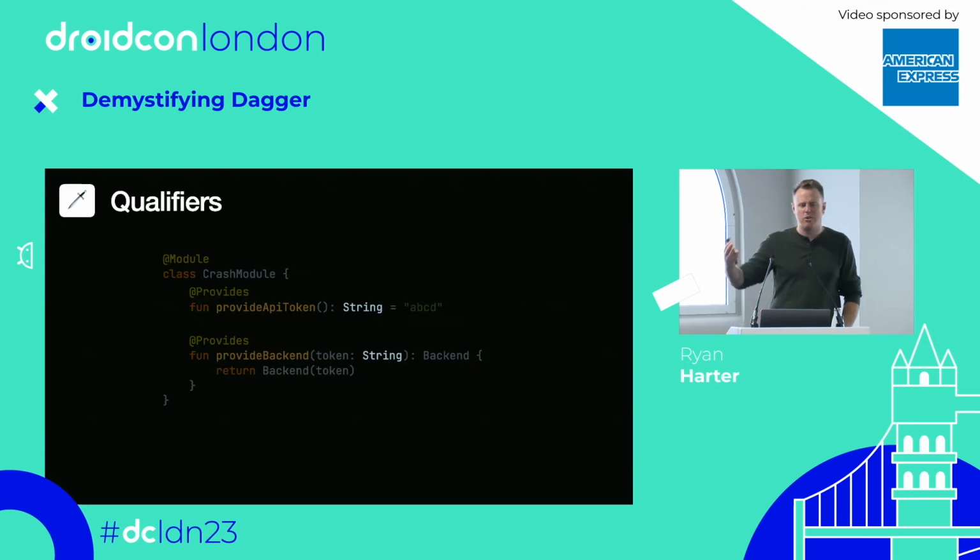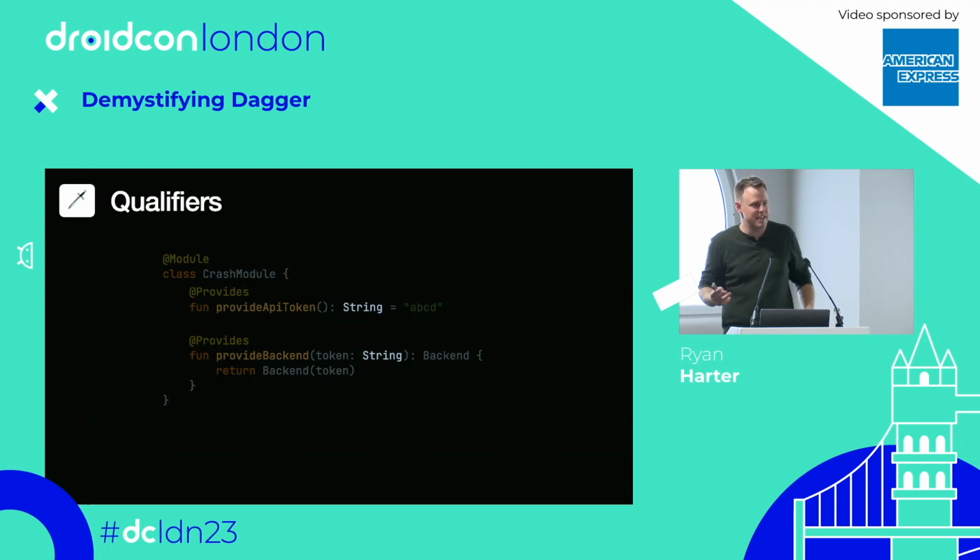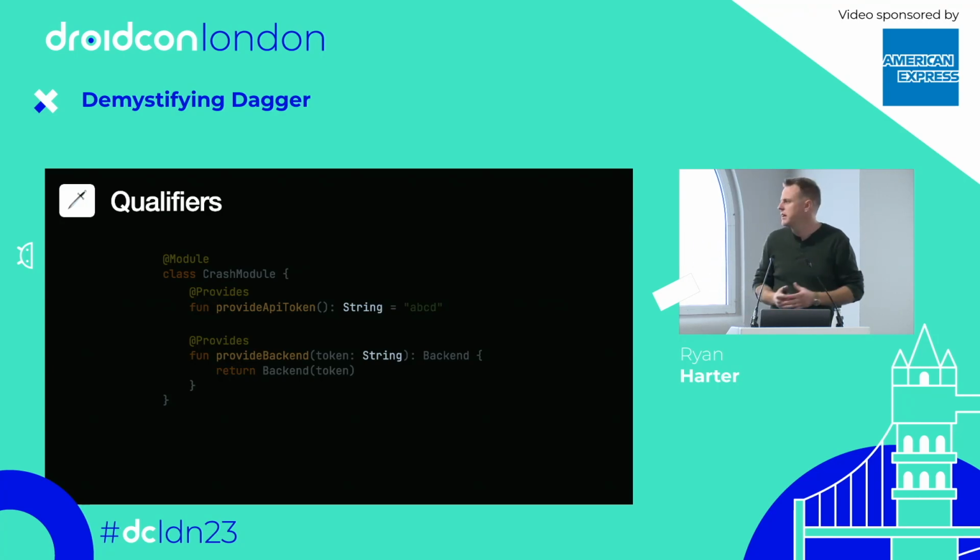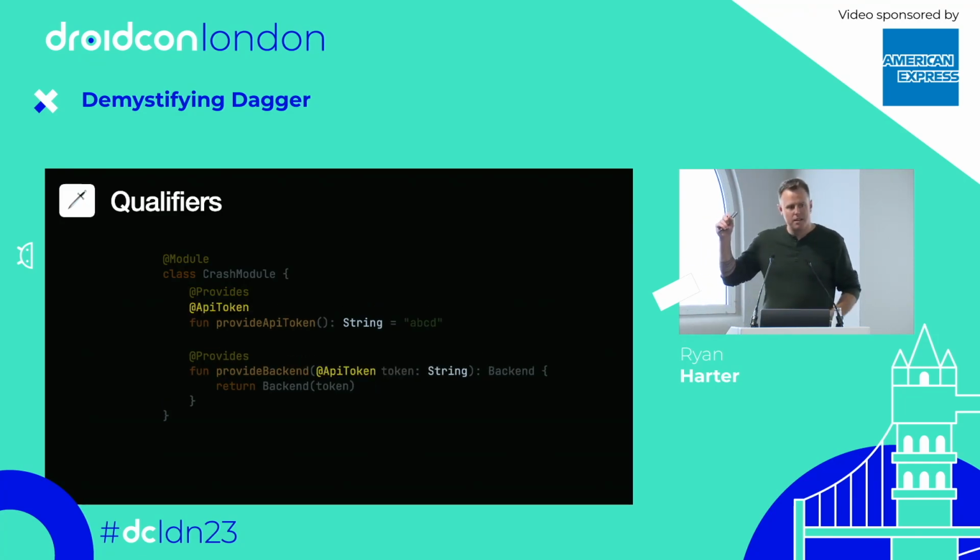But this string is the example where, I don't know about your apps, but mine have plenty of API token strings and all this other stuff, user IDs that are just strings. So this breaks down really quickly. So what we do is we add a qualifier.